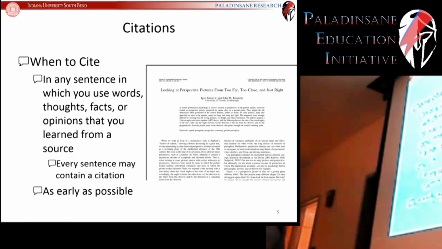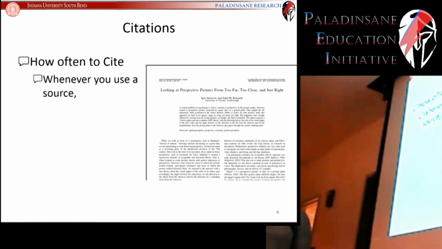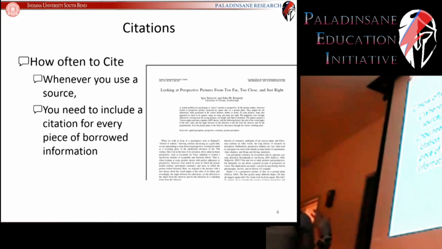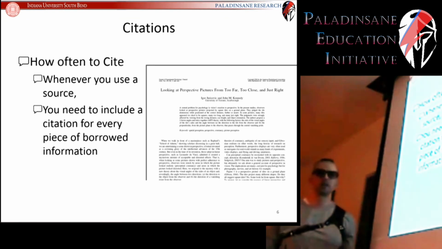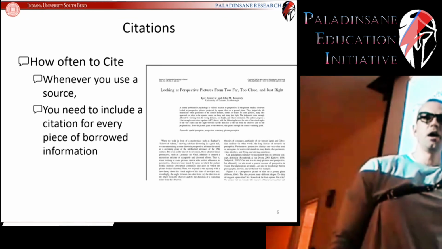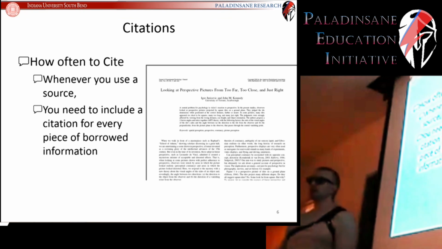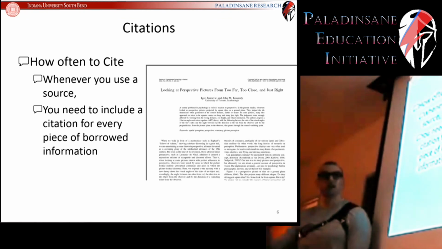All right, so that's when to cite. And then finally, how often to cite. This is kind of implied in the when to cite, but you want to cite whenever you use a source. You want to have a citation for every piece of borrowed information, for every piece of information that you're actually using. So again, it doesn't matter if you've cited Roediger and McDermott 5 times in the introduction already.